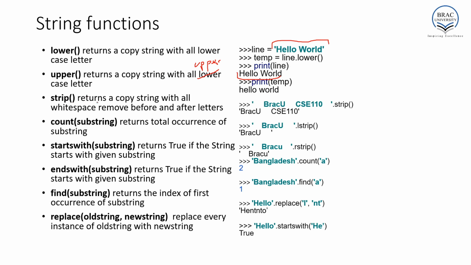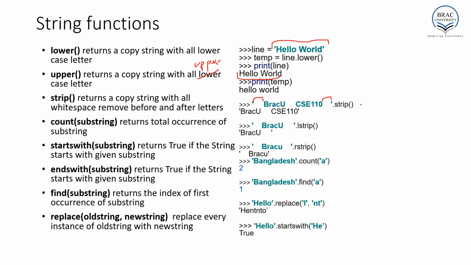This strip function returns a copy string with all white spaces removed before and after the letters. Meaning, as you can see, this string has some white spaces at the beginning and some white spaces at the end. So if I use the strip function on this string, white spaces at the beginning are no longer there. Also, the white spaces at the end are no longer there. Please notice the strip function ignores the white spaces in between the string. It only removes the white spaces at the beginning and at the end.